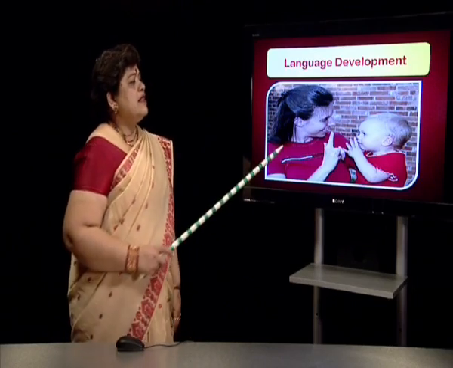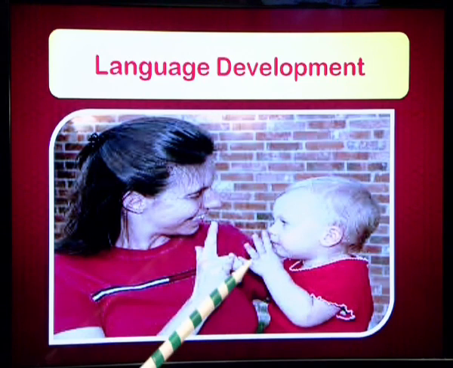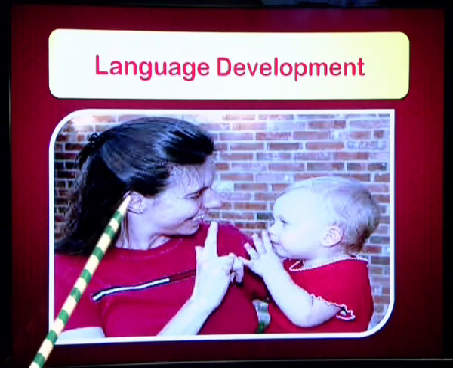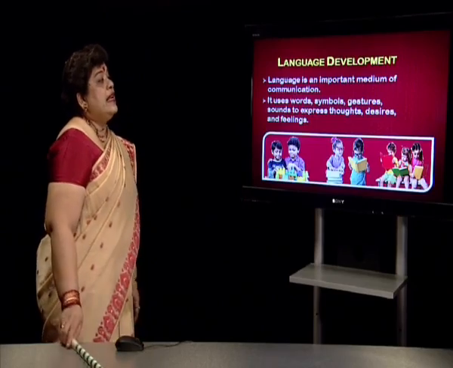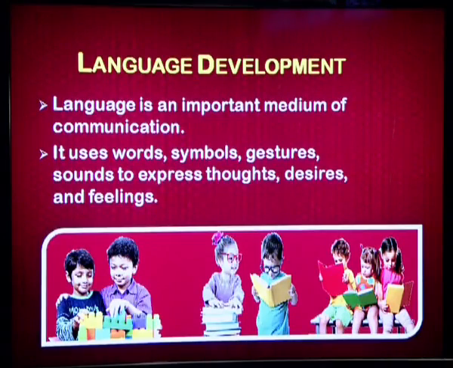Language development. This is a very important aspect because we are all social animals. We all need to talk, we need to hear, we want to know what others are talking about us, what is happening around me. So, language development is a very important feature. It is an important means of communication. We have to communicate whether by use of language or gesture or symbol or whatever, because if we are not able to communicate, we feel uncomfortable and we want to share, we want to know.